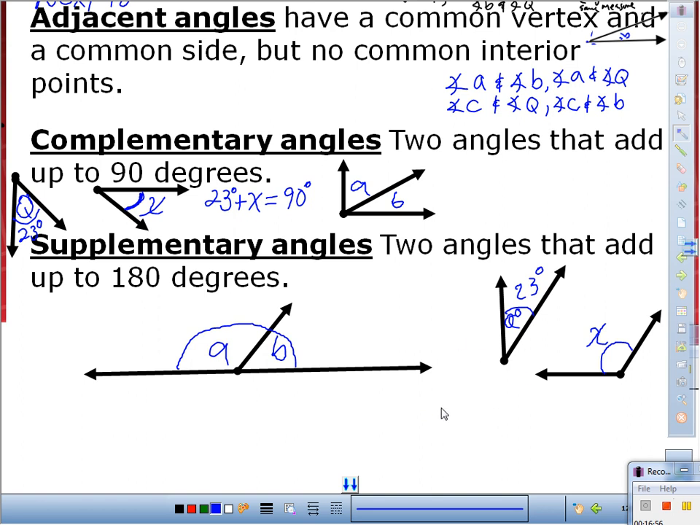All right. So we would write 23 degrees plus X equals 180 degrees, because now they're talking about what? Supplementary. We got it? Yeah. All right. Next.